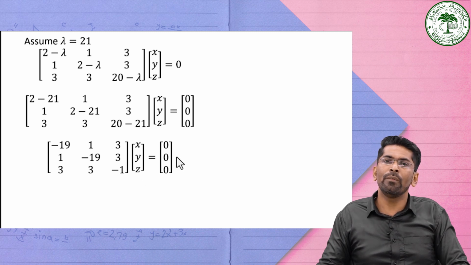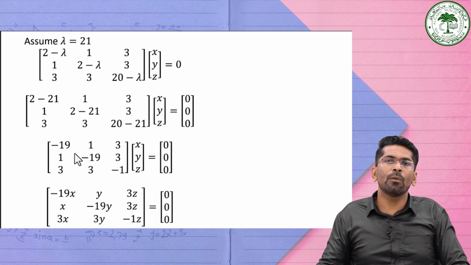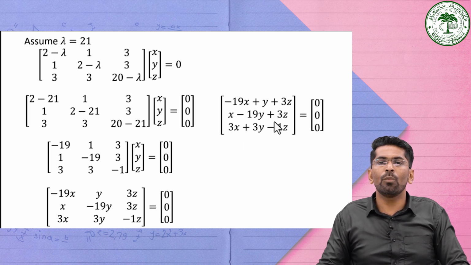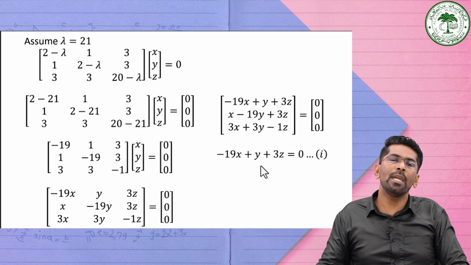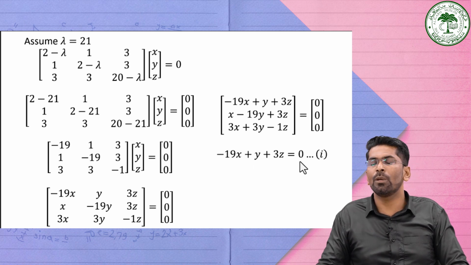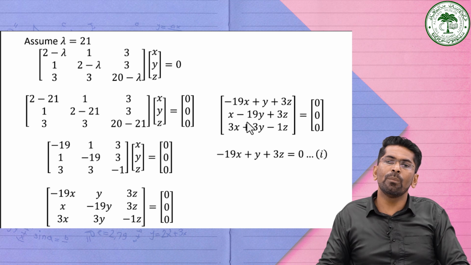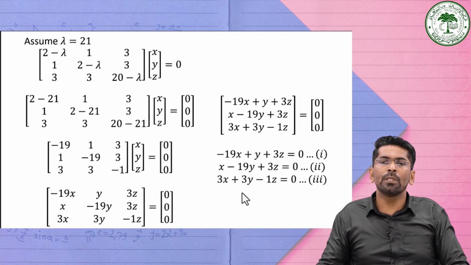Variables x, y, z equating with 0. If you multiply the coefficient matrix and the variables, it will become minus 19x, 1y, 3z; 1 into x, minus 19y, 3z; 3x, 3y and minus 1z here, equating to 0. If you separate the equations, equating to 0, it will become minus 19x plus y plus 3z is equal to 0. This is equation number 1. Similarly, we have equation number 2, that is x minus 19y plus 3z is equal to 0. And the third equation will become 3x plus 3y minus 1z is equal to 0.